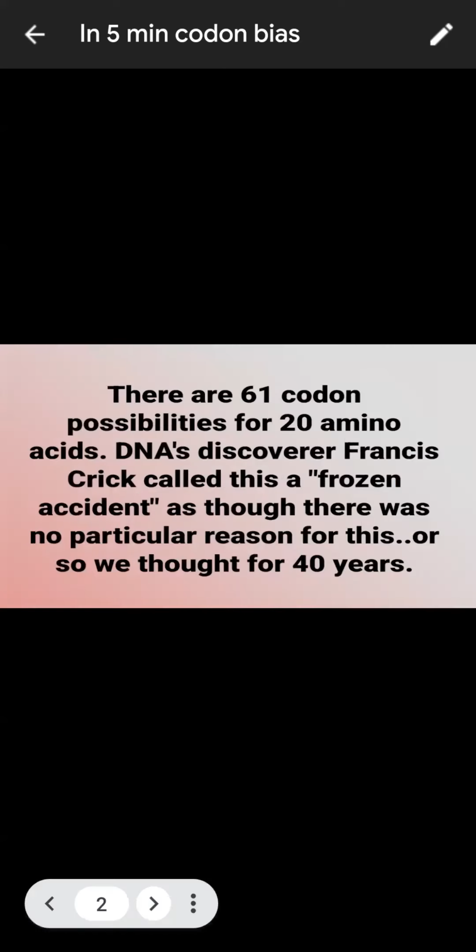There are 61 codon possibilities for 20 amino acids. DNA's discoverer, Francis Crick, called this a frozen accident, as though there was no particular reason for this, or so we thought for 40 years.